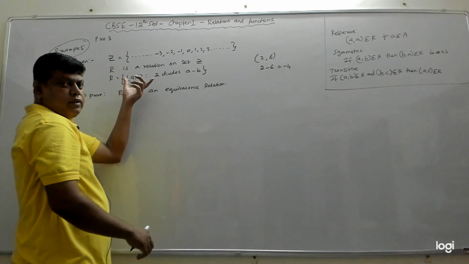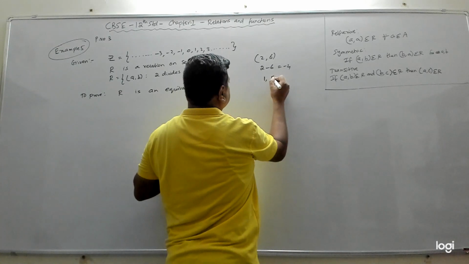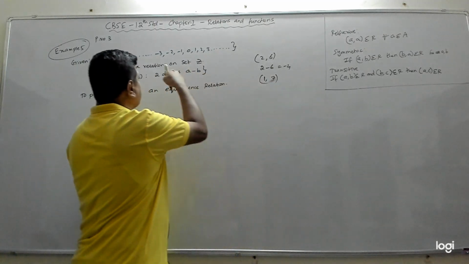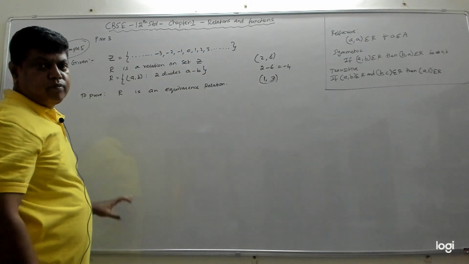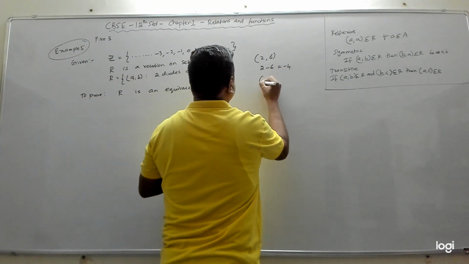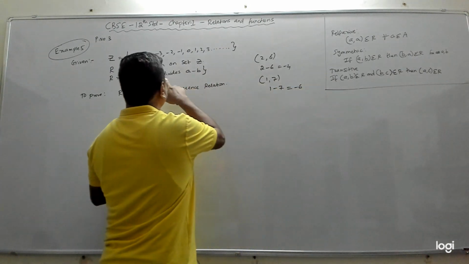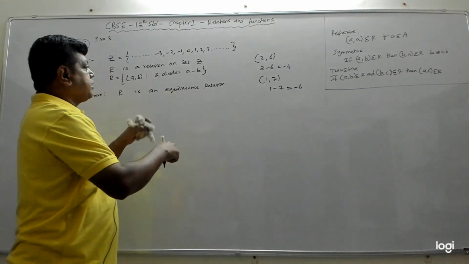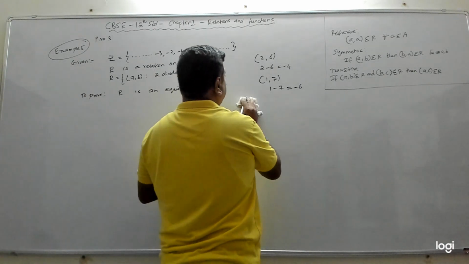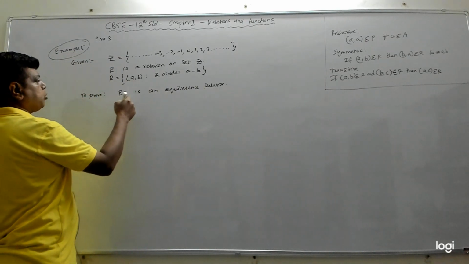All the elements in this set will be like this. If you take any element, suppose (1, 5) or (1, 7), we need to check whether (1, 7) belongs to this set, which means 1 is related to 7. How do we check that? We find the difference, 1 minus 7, which is minus 6. Does 2 divide minus 6? Yes. Therefore, (1, 7) will be in this relation. So that's how the elements in the relation set R are. Now we should prove that it's an equivalence relation.